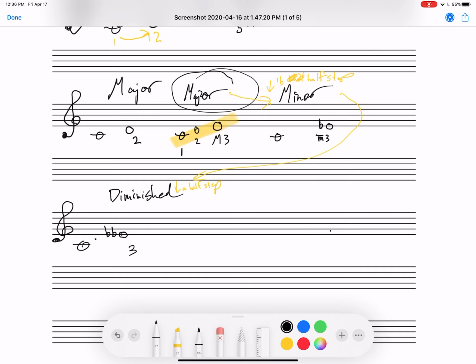So that's how we get our diminished third, or that's the way we write that, giving the spelling of the note names. And then you'll just put a lowercase d in front like that to make it a diminished third.